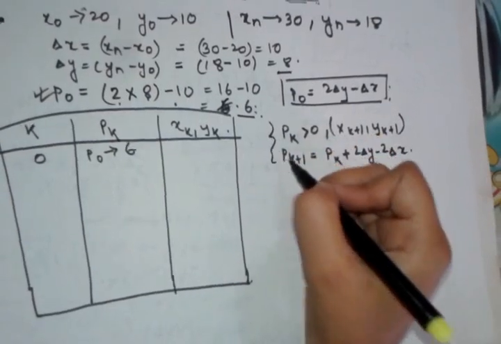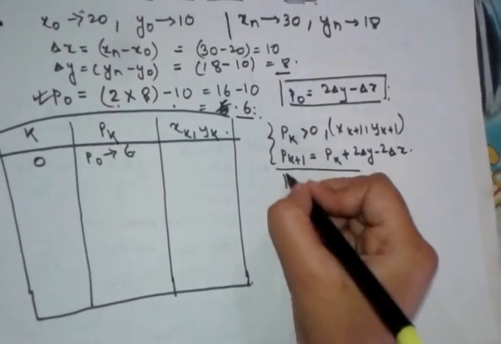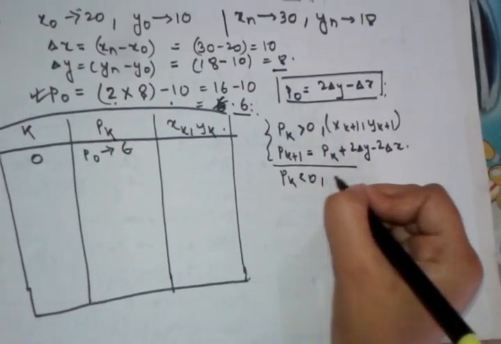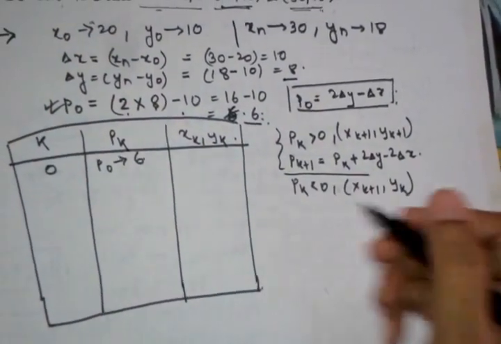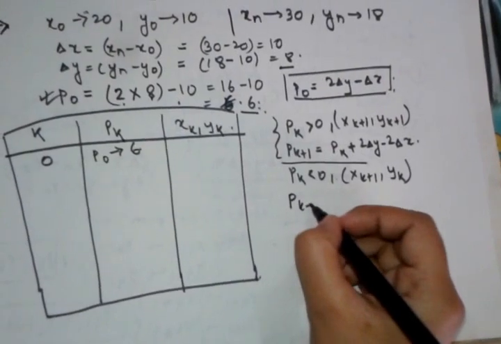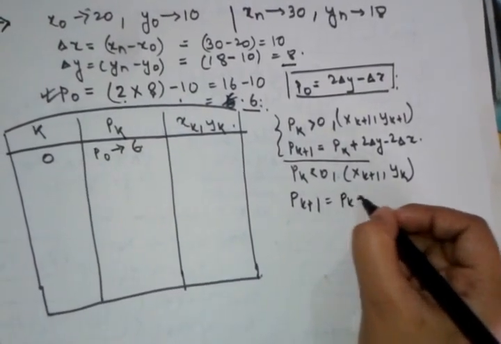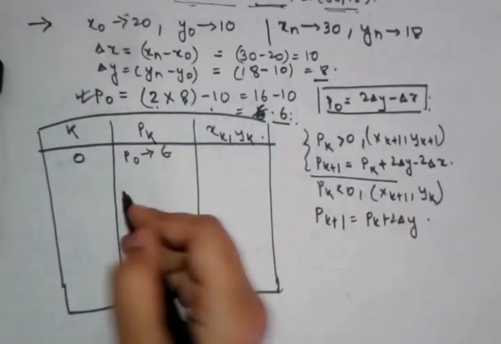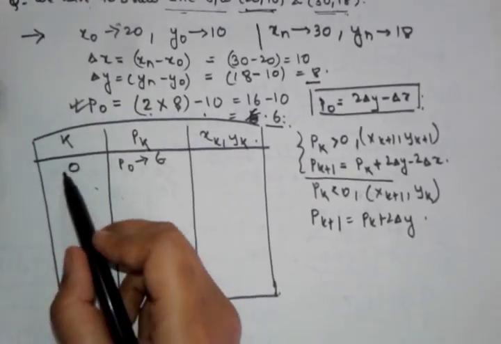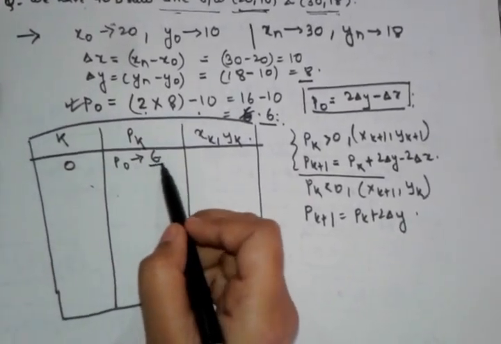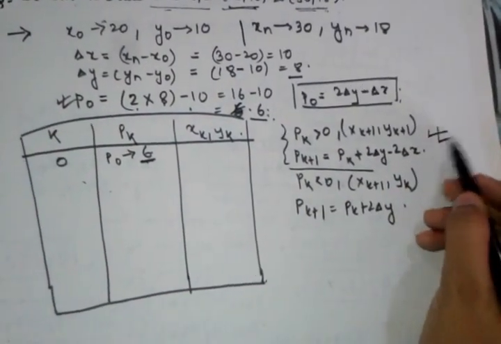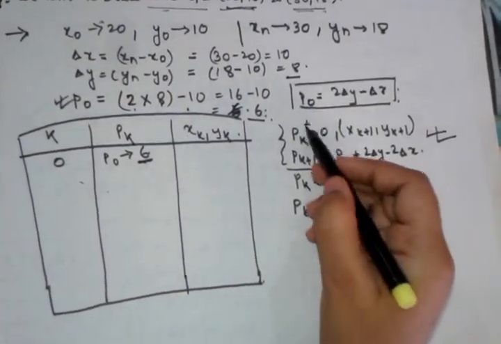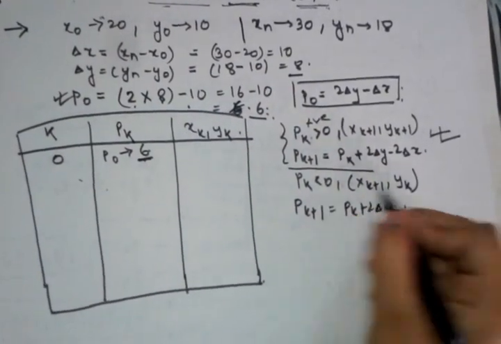And if pk is less than 0, then the next x will increment by 1 and yk will remain the same as earlier, and the next pk value will be pk plus 2 del y. So here we notice that the pk value at p0 is 6, which is positive, which satisfies the case greater than 0. Greater than 0 means positive, and less than 0 means negative.